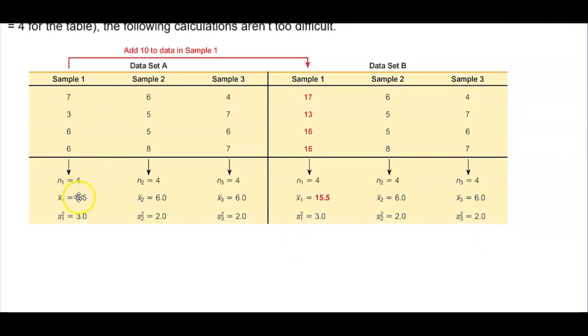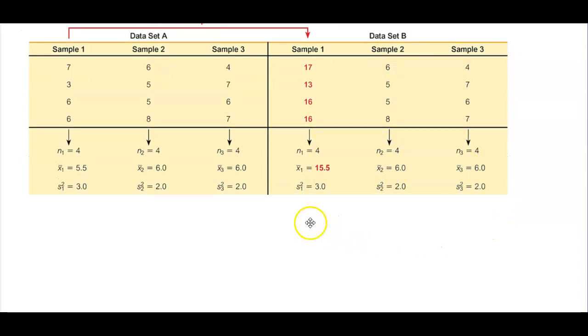Now, if we find the standard deviation of these values, we get 3.0. Actually, this is the sample variance. Sample variance is 3.0. The sample variance for sample 2 is 2.0. And the sample variance for sample 3 is 2.0. And this is for dataset A. For dataset B, the sample variance is 3.0. The sample variance for sample 2 is 2.0, and the sample variance for sample 3 is 2.0.